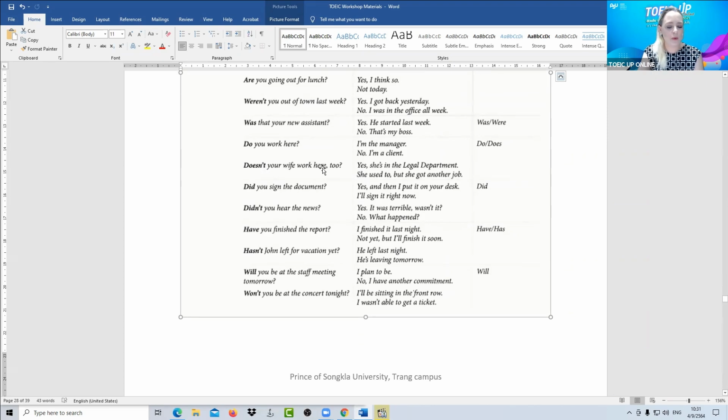Doesn't your wife work here too? Yes, she's in the legal department. Or she used to, but she got another job. You can see she used to means she doesn't work here now. So no, she used to. Okay, so no is not there. So she used to is the past tense. So yes, she worked here, but in the past. She used to.